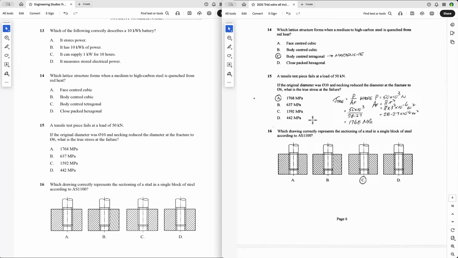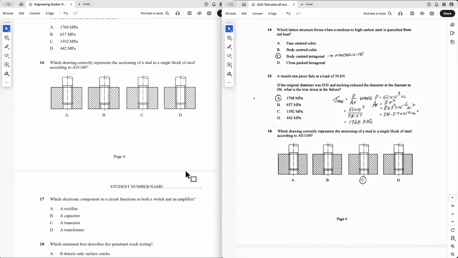Question 16, which drawing correctly represents the sectioning of a stud in a single block of steel according to AS 1100? This one's wrong because the sectioning goes through the threaded stud. This one is wrong because it's the same metal both sides and yet you've got different hatching angles. This one is correct because you've got the area, the thread section, but you haven't sectioned the thread on the stud. This one's incorrect because it's sectioned in the stud, which you shouldn't do.